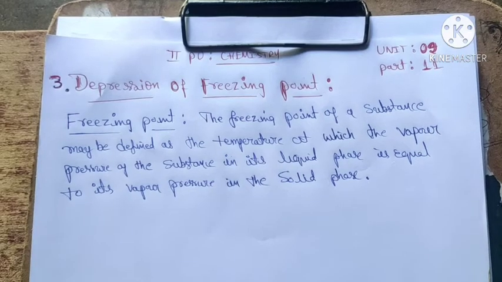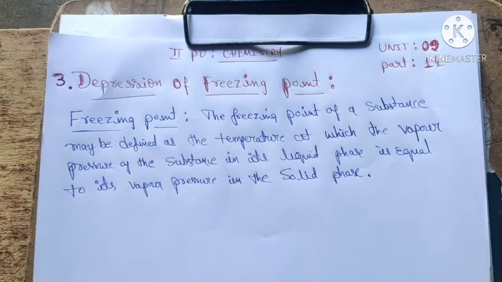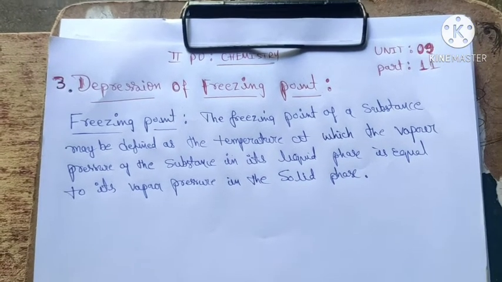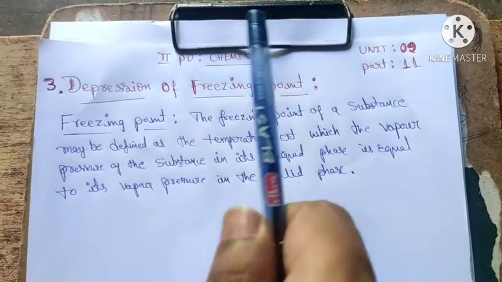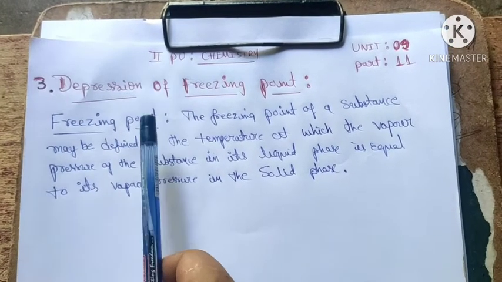In a previous session we discussed colligative properties of two types. Today let's move on to the third one, depression of freezing point. Okay, what's the meaning of a freezing point?